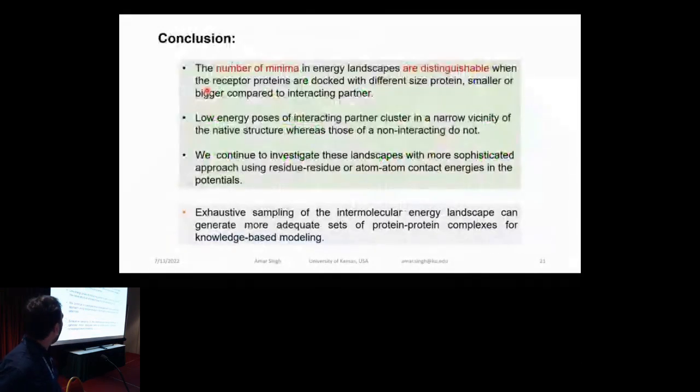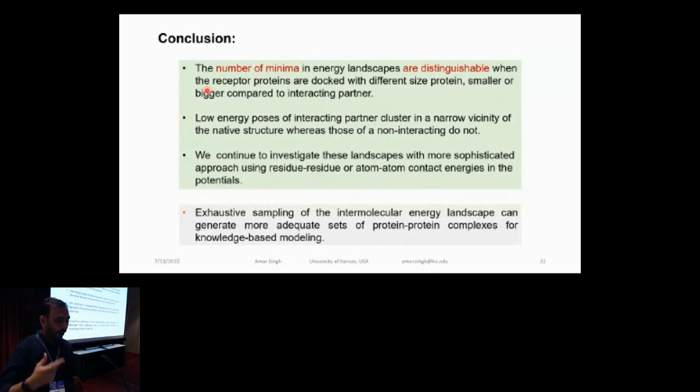So the conclusion is that the number of minima in the energy landscape is distinguishable when the receptor protein is docked with different size proteins, smaller or bigger compared to the interacting partner. And the low energy poses of the interacting partner cluster in a narrow vicinity of the native structure, whereas for non-interacting proteins, they are spread all over the receptor surface.